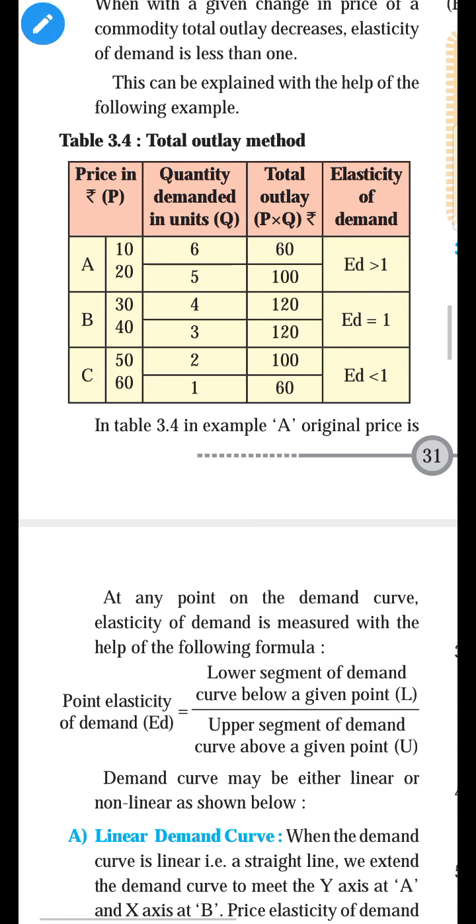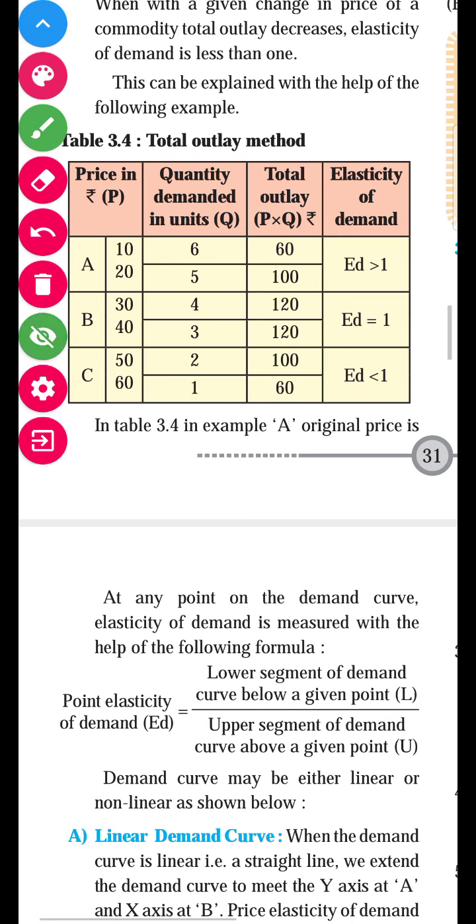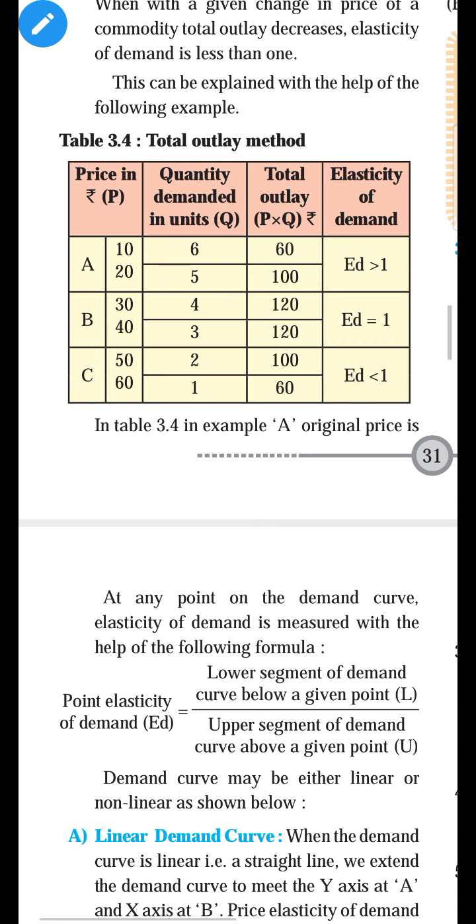The expenditure method is also sometimes called the total outlay method, and total outlay can be obtained by price into quantity, P into Q. First, try to understand this table. In the first column the price of the commodity is given: 10, 20, 30, 40, 50 and 60, and it is divided into three examples: example A, example B and example C.